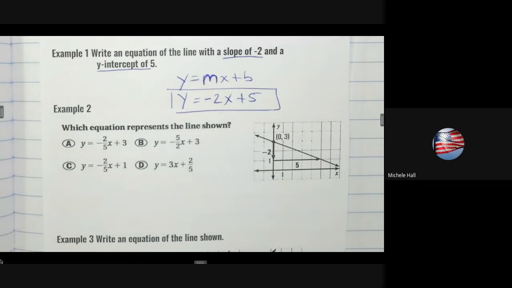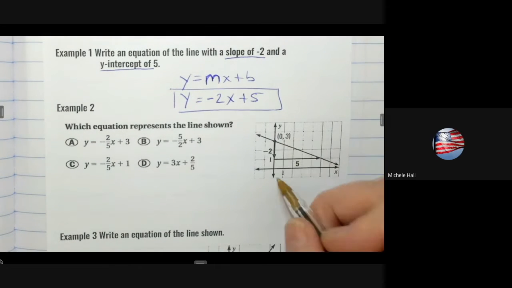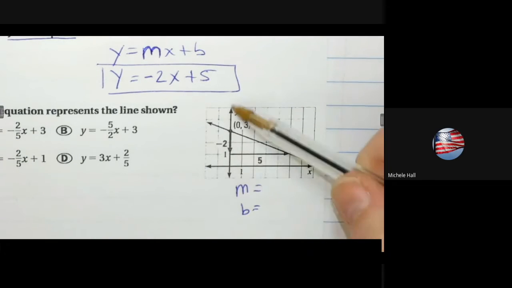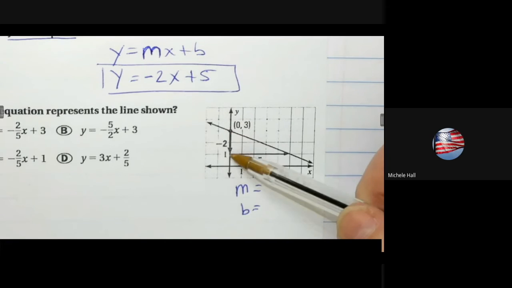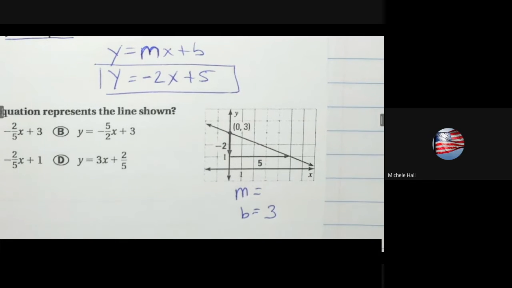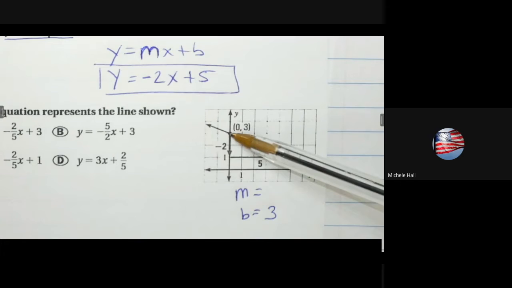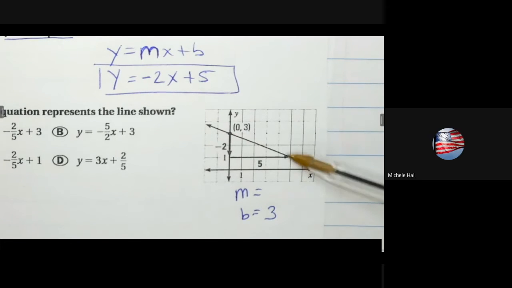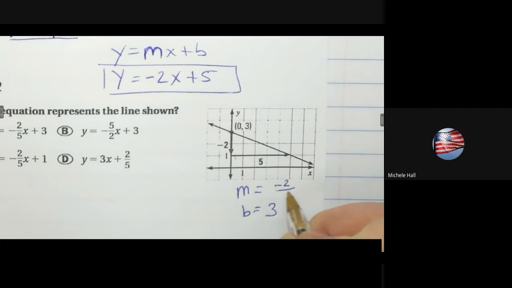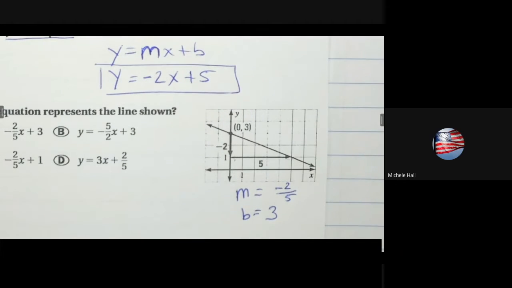Example 2, which equation represents the line shown? We have a y-intercept, so we always want to know what m is and what b is. We can see here on the y-axis that the line is intersecting at 1, 2, 3. So the y-intercept is 3, and now we just need to calculate the slope. They have going between these two places, they are rising -2 and running positive 5. Rise -2 and run positive 5.